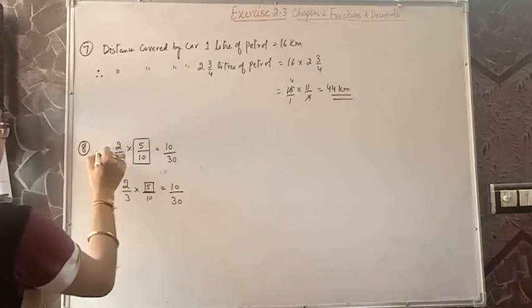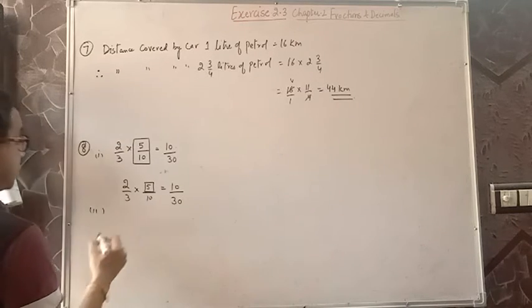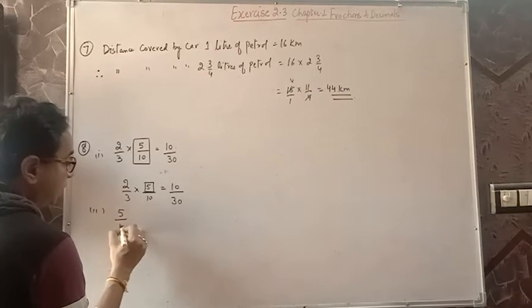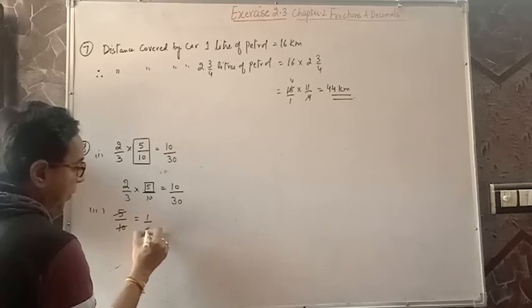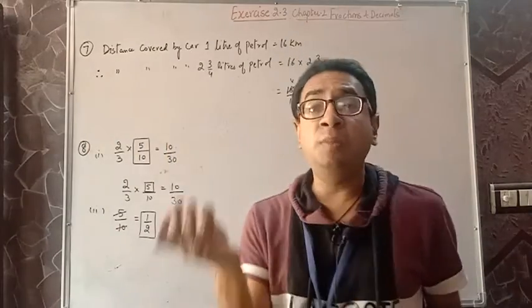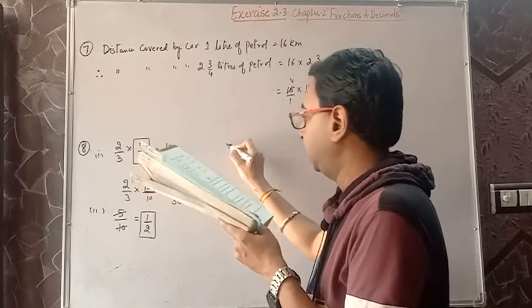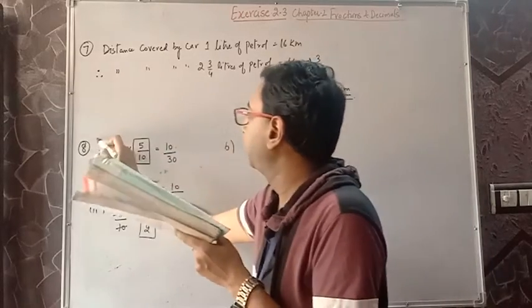Second part of this, write the simplest form of the number obtained in this. Number obtained is 5 by 10. What is the simplest form? 1 by 2. Clear? Simplest form means non-reducible form, standard form, lowest form. Clear? Second part of this, B, this is A.